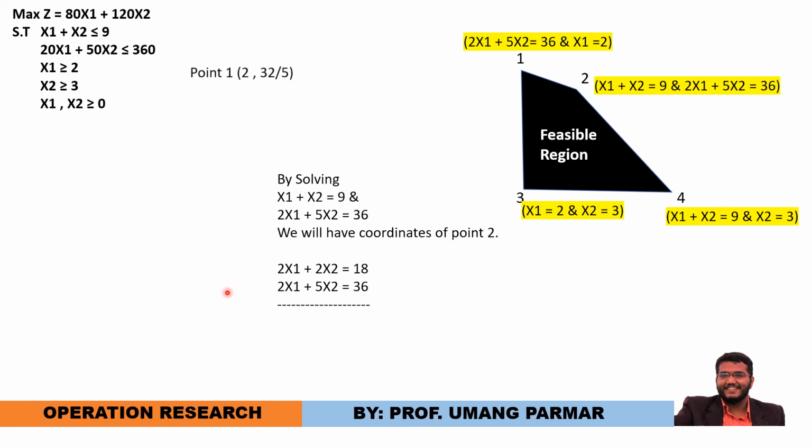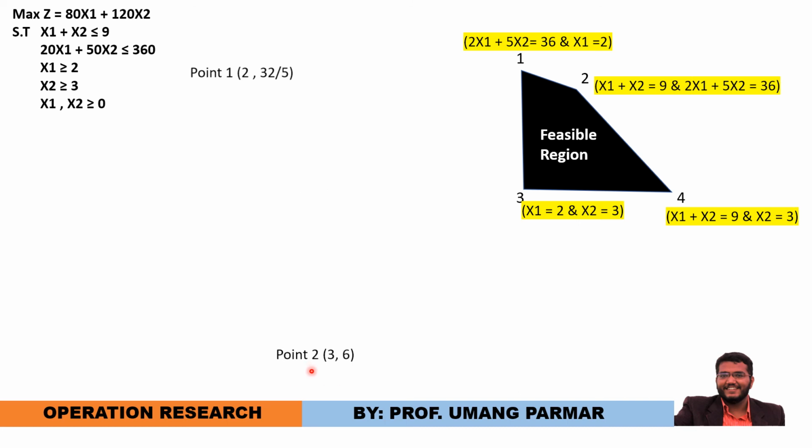When I subtract these two equations, I get 2x1 minus 2x1, that is 0, 5x2 minus 2x2, that is 3x2, and 36 minus 18, that is equal to 18. So I will have x2 equals 6. When I put x2 equals 6 in this equation, it becomes x1 plus 6 equals 9, and the value of x1 is 3. So here I have point number 2, and the coordinates are (3, 6). So I am putting this point here.